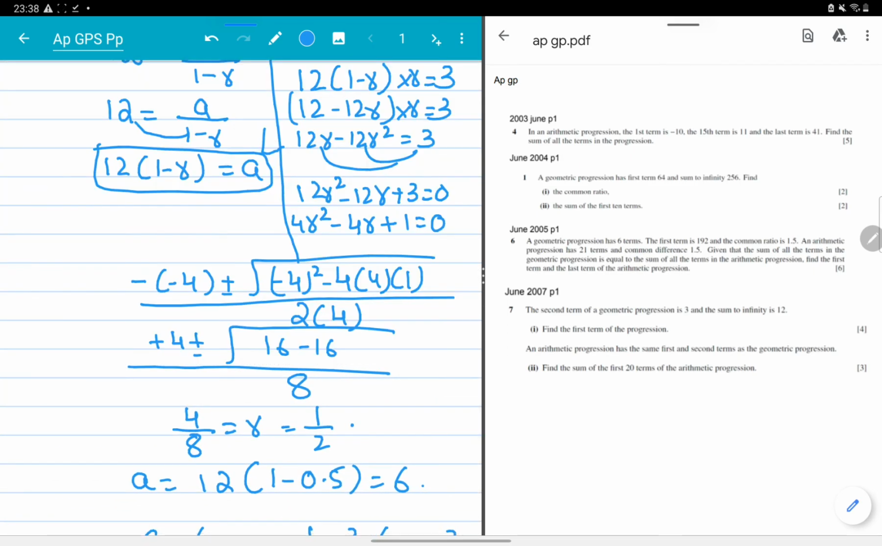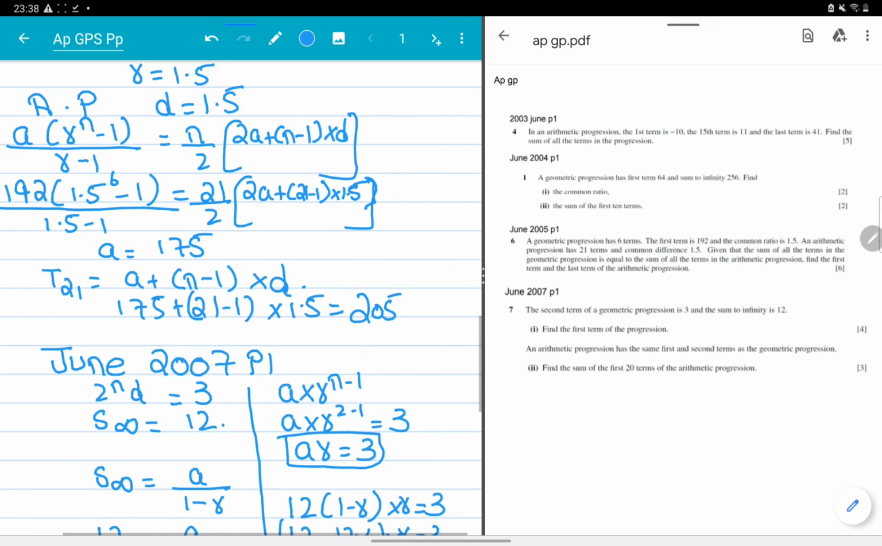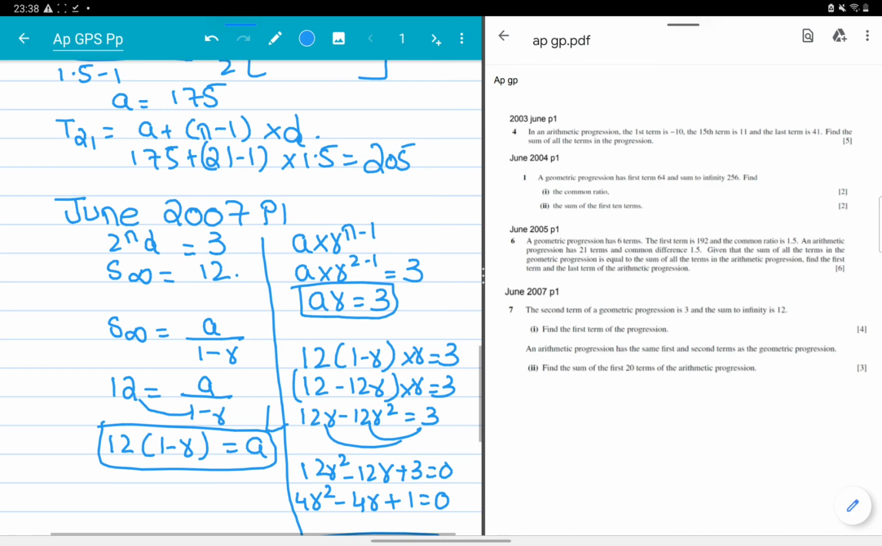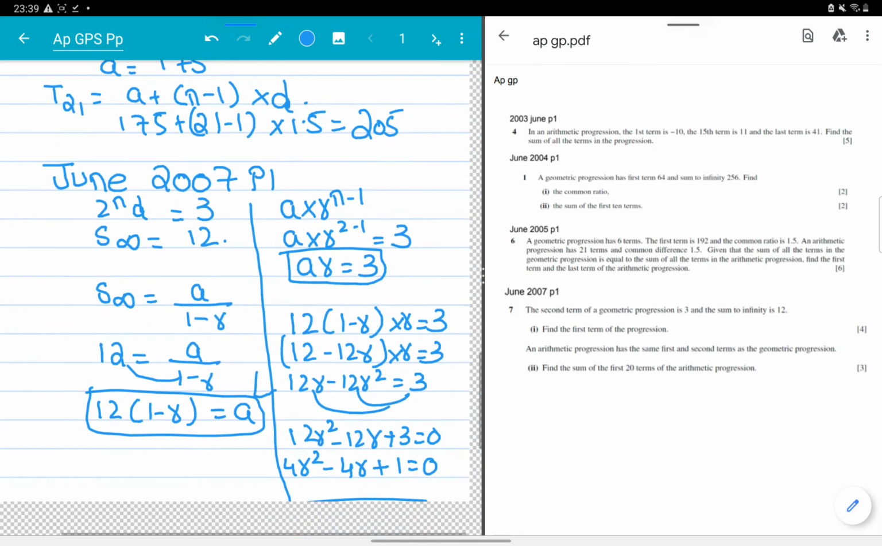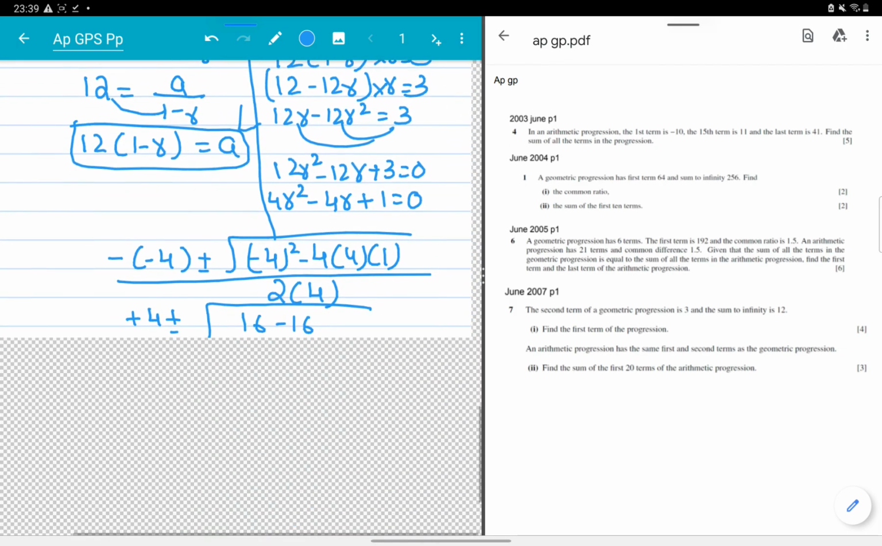Okay, now in this question, first of all, they said that the second term of the GP is 3 and the sum to infinity is 12. We use the formula for the sum to infinity to find the expression of the first term. After finding the expression of the first term, we made the expression for the second term of the GP, which was ar equals 3 because the second term is already given. So instead of that a, we substituted that expression, which was 12 times (1 minus r), and then we found the value of r, which was 1 over 2.